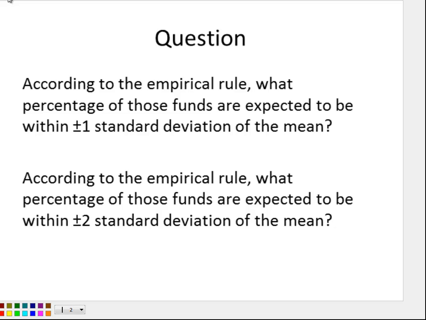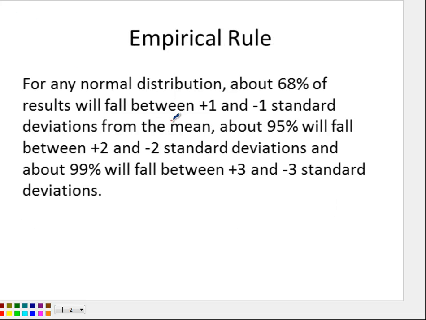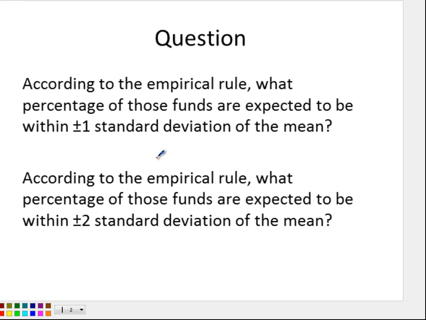According to the empirical rule, what percentage of these funds are expected to be within one standard deviation of the mean? And according to the empirical rule, what percentage of these funds are expected to be within two standard deviations of the mean? Well, according to the empirical rule, for any normal distribution, about 68% of the results will fall within one standard deviation from the mean, 95% will fall within two standard deviations, and 99% will fall within three standard deviations. So to answer this question, for one standard deviation, the answer is 68%.